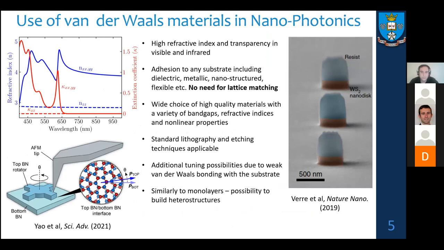The adhesion to the substrate is governed by the van der Waals forces that attach the single layers in the material. So that allows one to transfer these onto any kind of substrates such as dielectrics, metallics, even nanostructured substrates or flexible membranes, things like this. There's a wide choice of materials that we can use with varying band gaps, and we can apply standard nanofabrication lithography and etching to these materials, as you can see here on the right, a recent report of this.